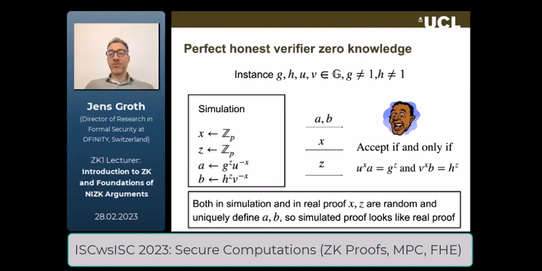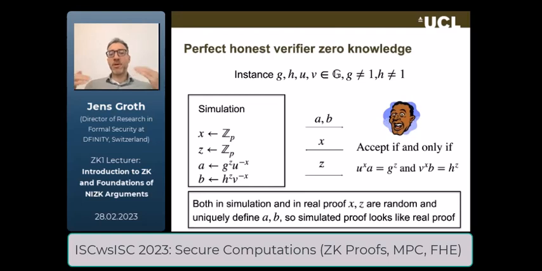And then both in a real proof and in the simulation, it has to satisfy the verification equations. So A and B are uniquely determined by X and Z. And that proves that the transcripts in real proofs look exactly like they do when you simulate. And therefore it's honest verifier zero knowledge. The verifier learns nothing from the transcript, because the verifier could construct the transcript himself.